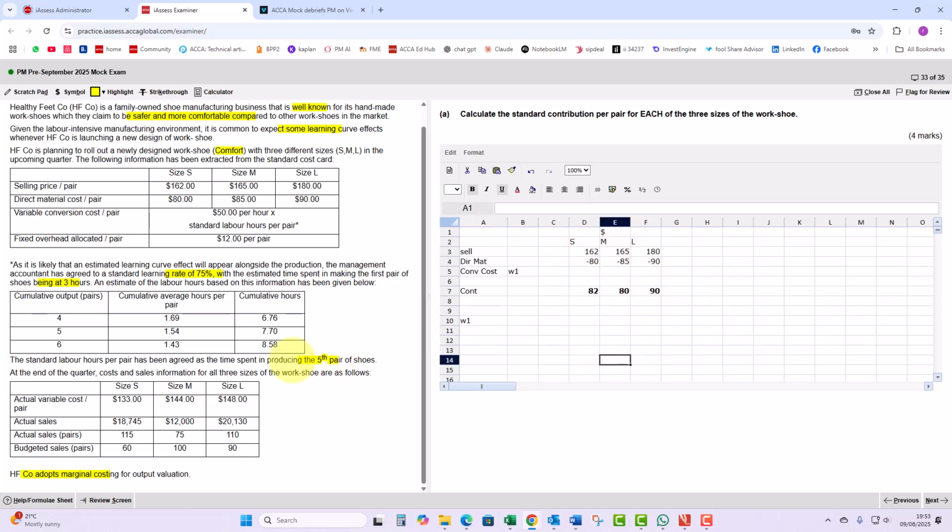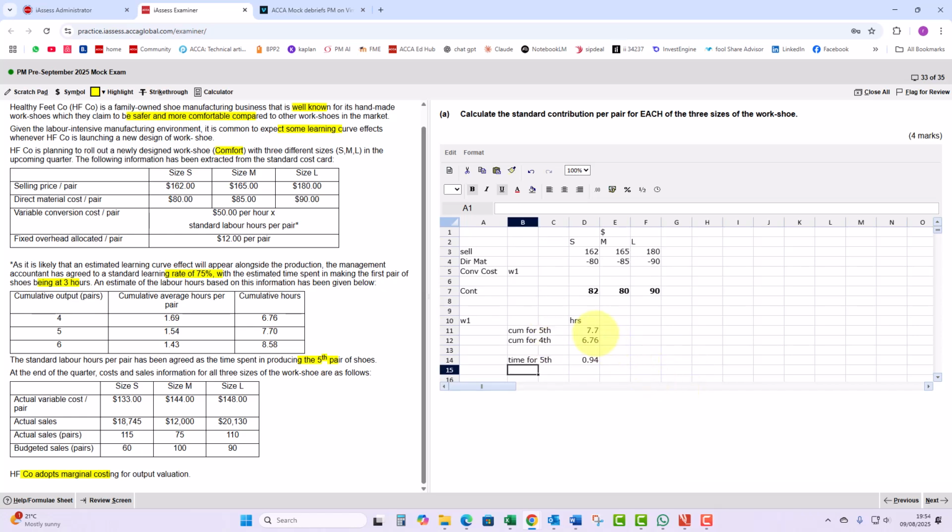We want to use the time taken in producing the 5th pair in calculating our conversion cost. And it's told us here the time taken for the 4th, 5th and 6th. So if we take the cumulative for the 5th and the cumulative for the 4th, the difference will be the time taken for the 5th. So that's 7.7 and that's 6.76. And so the difference is the time taken for the 5th pair. But we're not there yet.